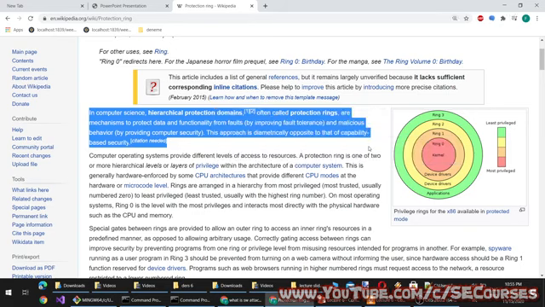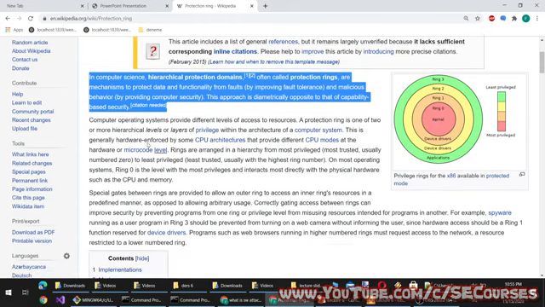In computer science, hierarchical protection domains, often called protection rings, are mechanisms to protect data and functionality from faults by improving fault tolerance and malicious behavior by providing computer security. This approach is diametrically opposite to that of capability-based security. Citation needed. Okay, so you see there is least privilege at the most outer ring, and then the privileges increase, and the kernel, ring 0, has the most privilege.